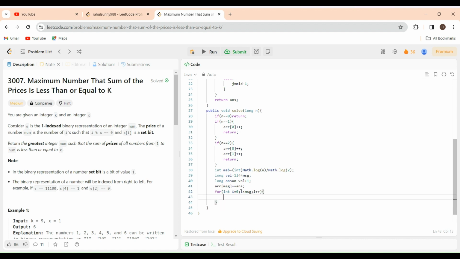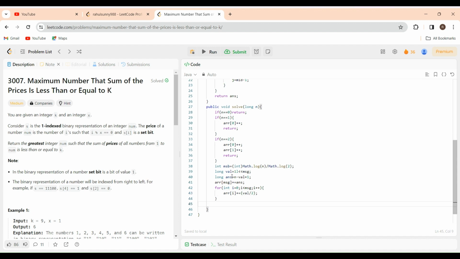Okay, we have to consider all the lower indexes also, right? From 0 until MSB minus 1. So we have to consider all that. For that, the number of set bits will be the MSB value minus value by 2, right? So for that, ARR of I plus equal to val by 2. That's it.